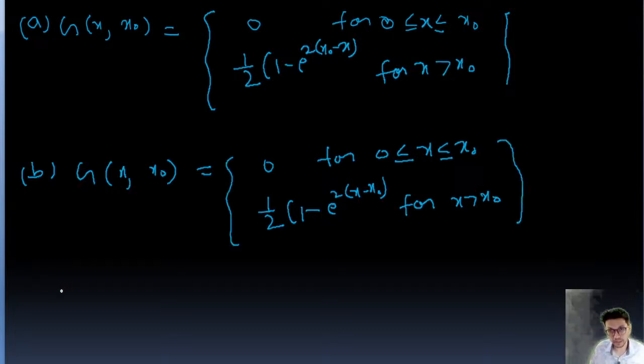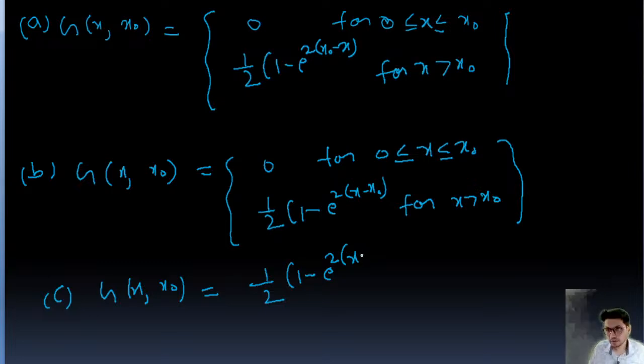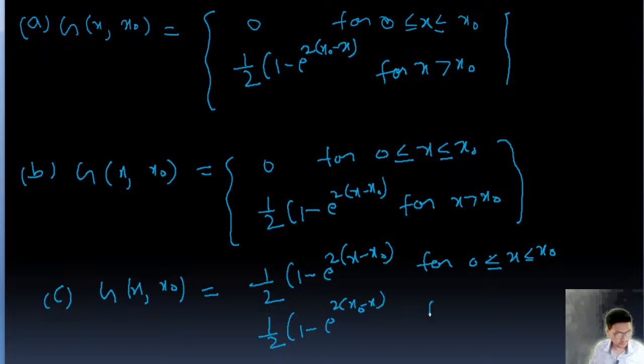This is option B. And option C is G, the Green's function, equal to 1 by 2 into 1 minus e to the power 2 (x minus x naught) for x between 0 and x naught, and then 1 by 2 into 1 minus e to the power 2 (x naught minus x) for x greater than x naught.